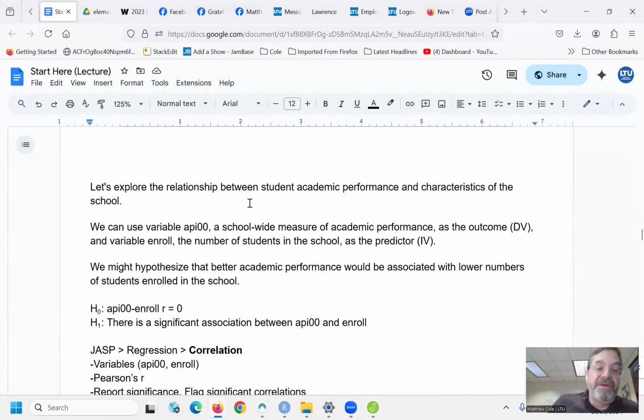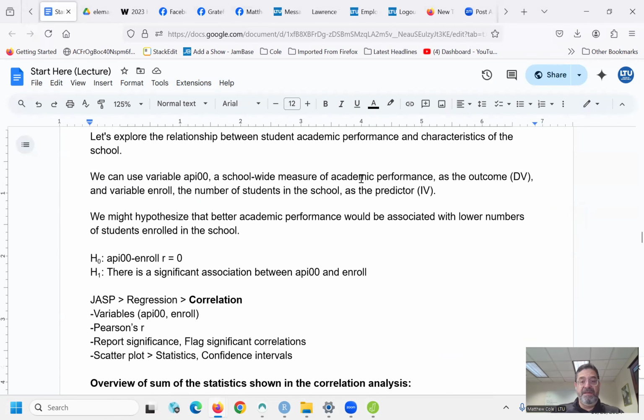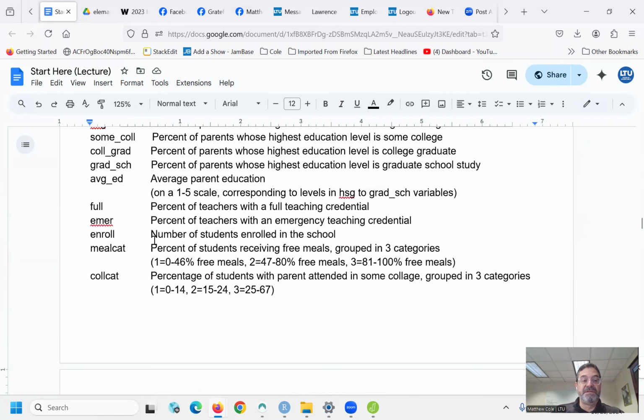Let's start with exploring the relationship between student academic performance and characteristics of the school. Let's start with using variable API00. That's one we're going to use for demonstration and for the assignment. And that's academic performance. So that's going to be our outcome variable. And we want to see, how do we predict student performance by, let's start with number of students in the school. All right, so number of students in the school is enroll. Enroll is the number of students in the school.